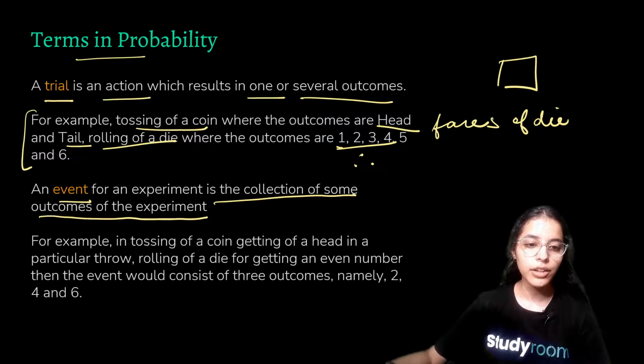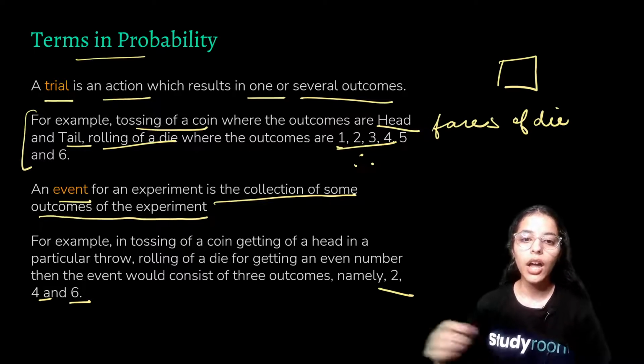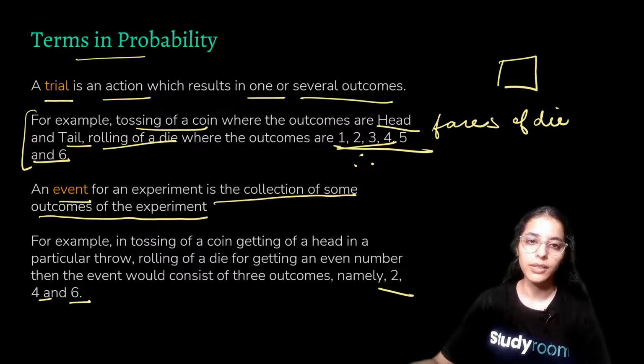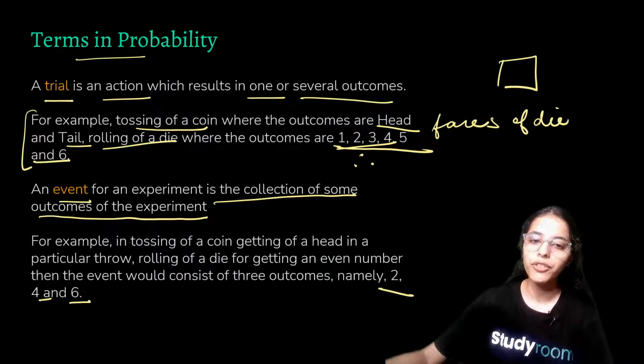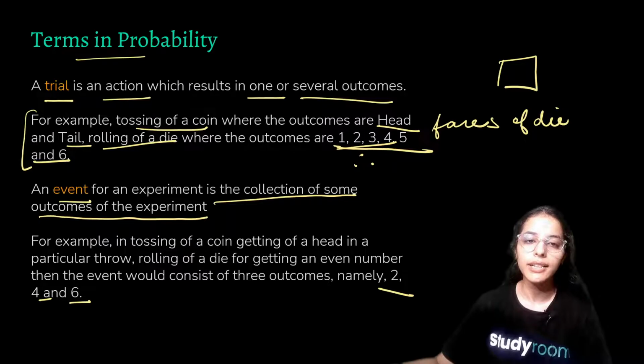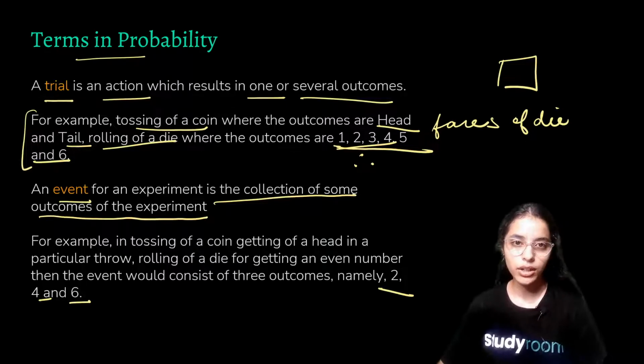Now for example, when you roll a die to get an even number, here your outcomes would be 2, 4 and 6. But your trial, that is, when you roll a die, would have all these 6 outcomes. That is 1, 2, 3, 4, 5 and 6. So the outcomes of your trial remain the same as the basic one, but the outcome of the event changes depending on what you want your outcome to be.